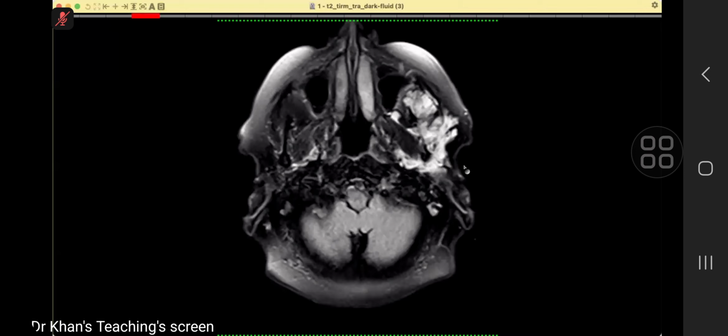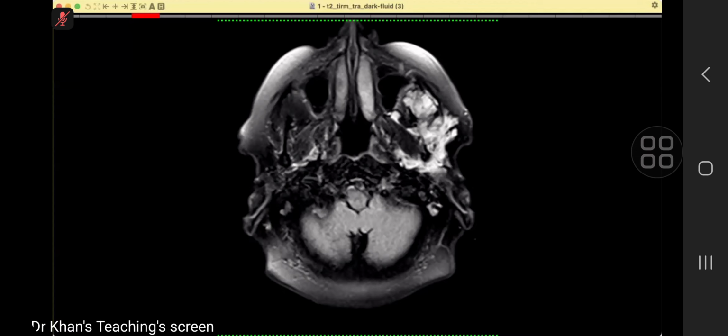I would like to do a brain study. I don't have any more sequences for you. This was an IAM study. What would you like to do? So I would like to see a CT, a CT with contrast and plain.